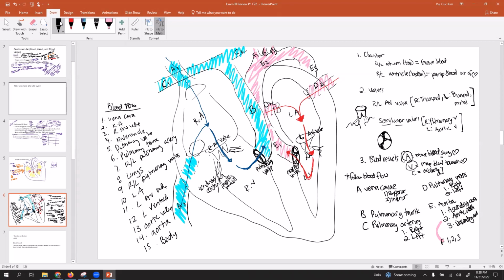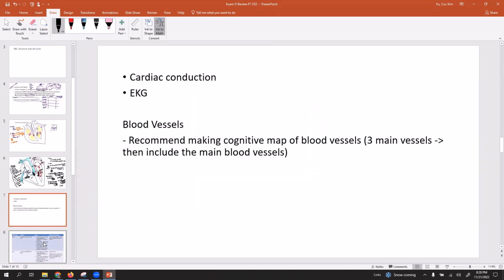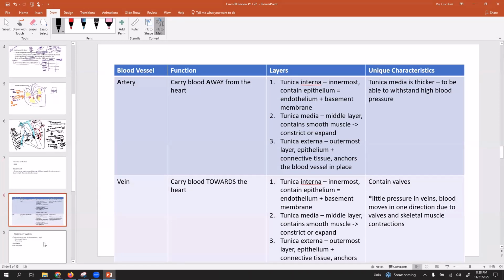Pretty straightforward, right? Good. So the cardiac conduction and EKG, a lot of you did wonderful videos on that, so I'm not going to cover that because that's pretty straightforward. And then for the blood vessels, I recommend making a cognitive map of it, and it's going to look something like this. Okay.